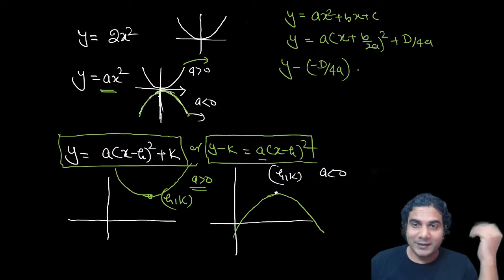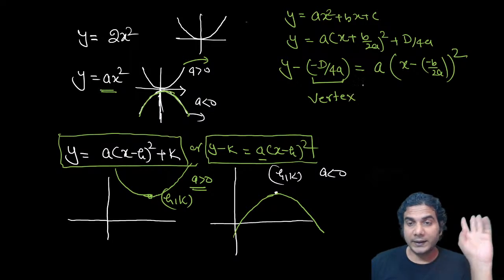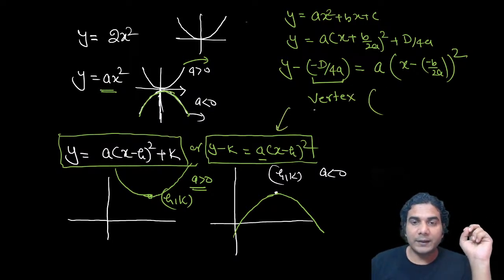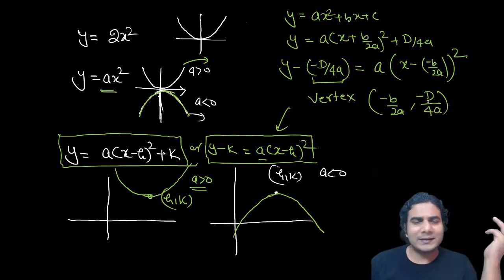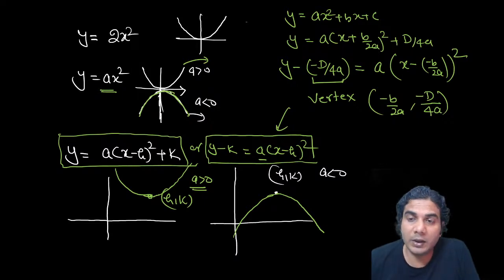So y minus D by 4a is equal to a times (x minus, this also you can write, x minus b by 2a) the whole square. So if you compare, this is the vertex of this parabola. First of all, let's write the vertex. By comparing with this, the coordinates of the vertex of this parabola are minus b by 2a, which is the x coordinate, and the y coordinate will be minus D by 4a. So this vertex can be anywhere in the first, second, third, or fourth quadrant. That will depend on the values of a, b, and D, right? Discriminant, a and b.